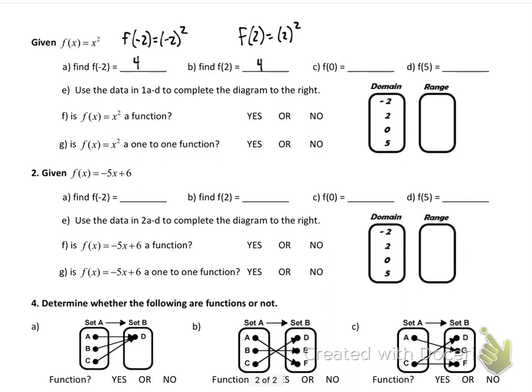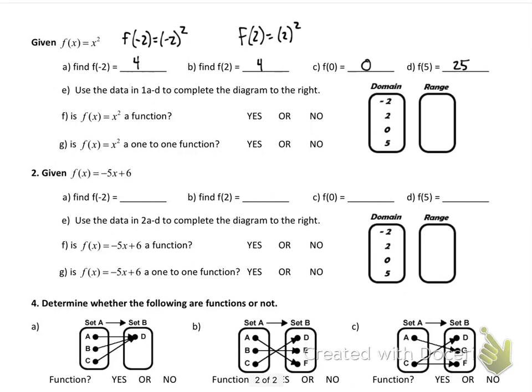All right, f of 0 is 0, and f of 5 is 25. So we're saying 5 squared is 25. Now what we want to do, we're going to come over to these boxes. We got domain and range. Remember these terms. Domain is going to be your set of inputs. Range is your set of outputs.